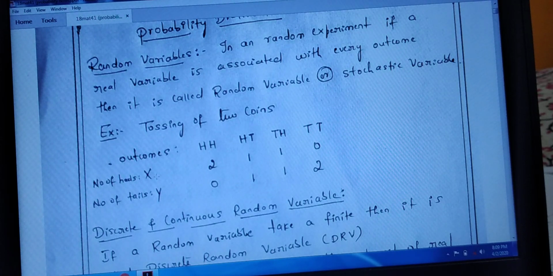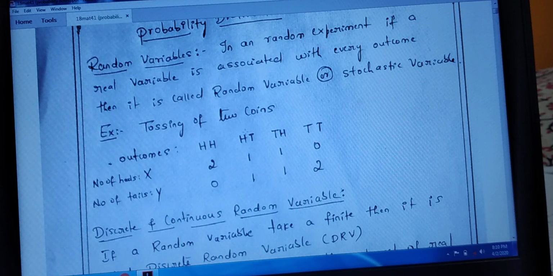Here capital X and capital Y are called random variables. Capital X denotes the number of heads and capital Y denotes the number of tails. Let us denote the number of heads by capital X. In our first random experiment, we have got both heads, so the number of heads will be 2. So let us assign the real number 2 for the random variable X in the first trial.